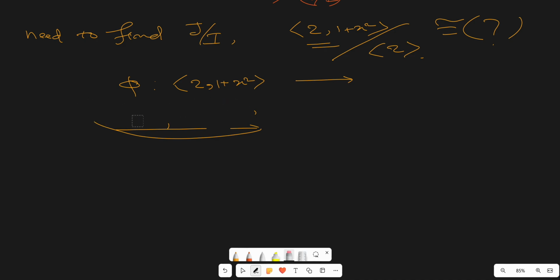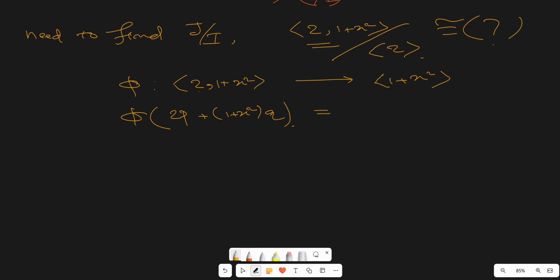So if I choose the ideal generated by 1 plus x square and define the map in such a way that phi of, here it is 2 into 1 plus x square, what kind of thing does it look like? It looks like 2p plus 1 plus x square into q goes to, we don't have to worry about this 2p, I will just send it to 1 plus x square into q.